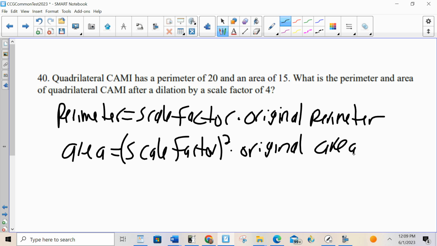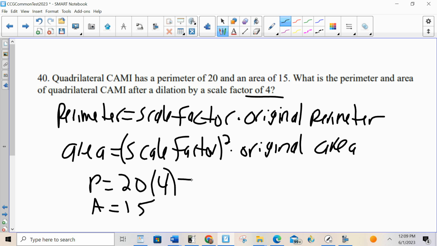So the original perimeter was 20. The original area is 15. The scale factor is 4. So for the perimeter, I'm multiplying the original perimeter by 4. I get 80. For the area, I'm multiplying by the scale factor squared, which is 15 times 16. Use a calculator if you need to. 240. So for perimeter or the length of the segment, I'm just multiplying the original by the scale factor. But for the area, I'm multiplying by the scale factor squared.